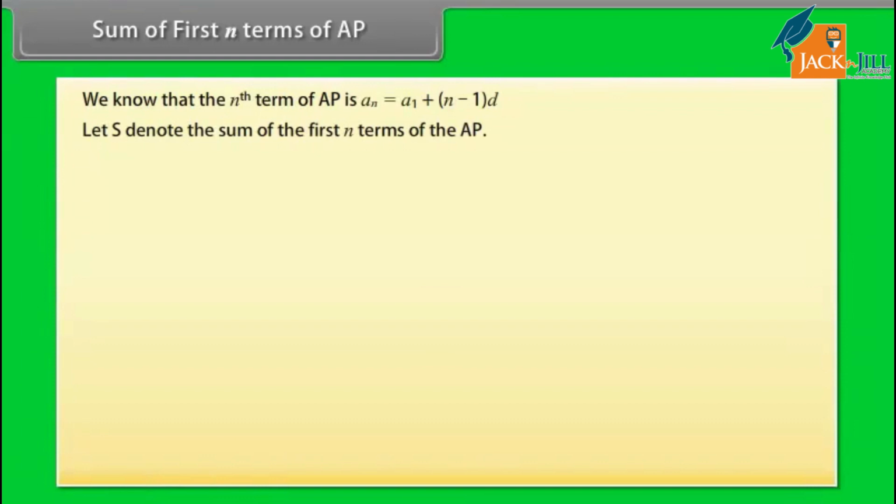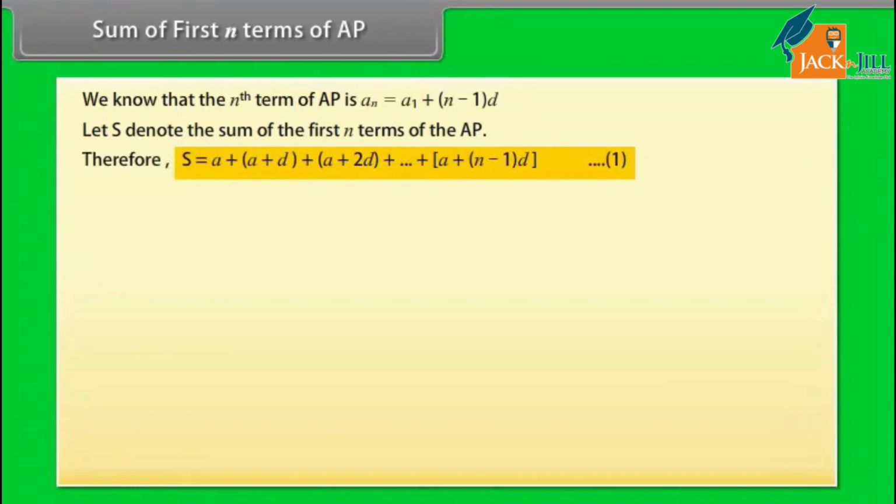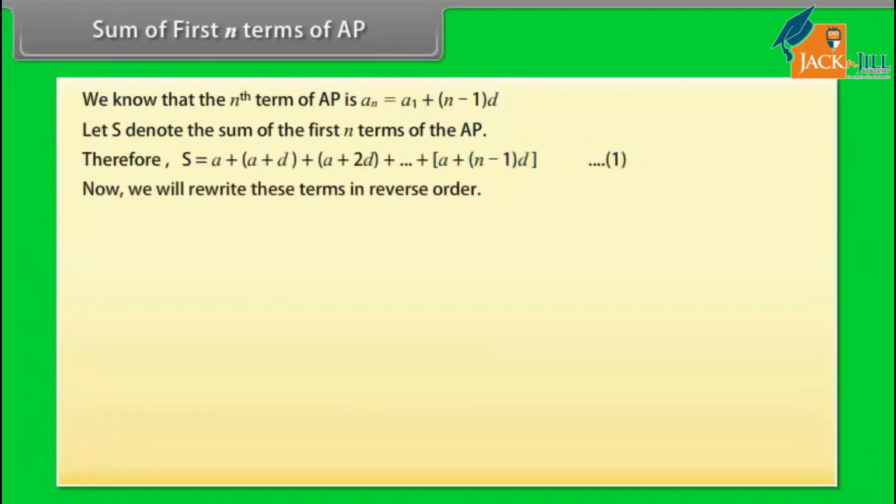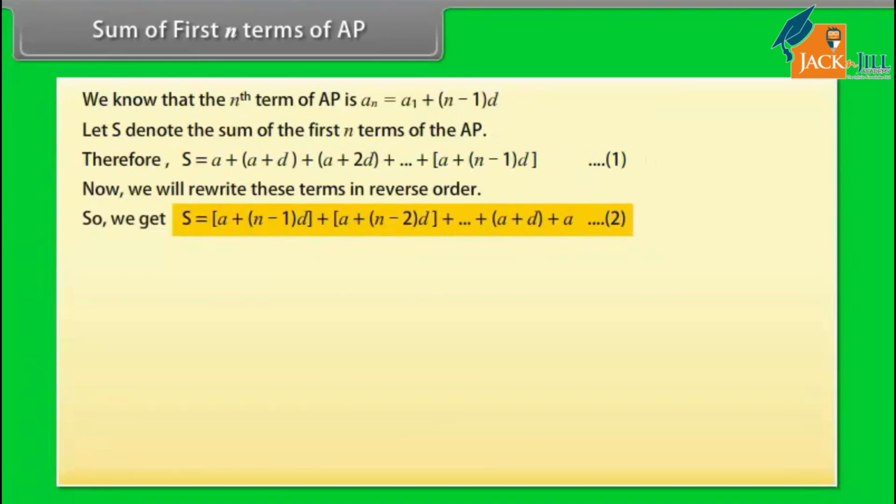Let S denote the sum of the first n terms of the AP. Therefore, we have S is equal to A plus D plus A plus 2D plus and so on plus A plus (n minus 1)D. Mark it as equation 1. Now we will rewrite these terms in reverse order. So we get S is equal to A plus (n minus 1)D plus A plus (n minus 2)D plus and so on plus A plus D plus A. Mark it as equation 2.